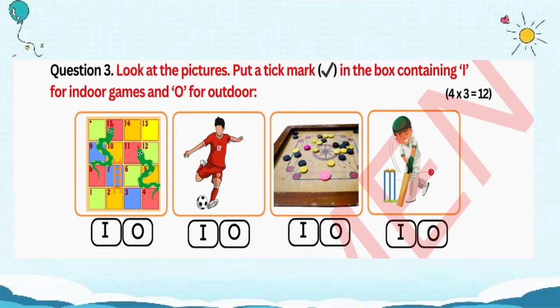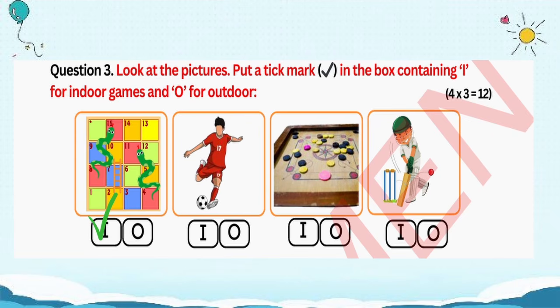Question 3. Look at the pictures. Put a tick mark in the box containing I for indoor games and O for outdoor. Question 3 asks you to put a tick mark in the box for indoor games and an O in the box for outdoor games. The first picture, the snake and ladder game, is indoor, so you should put a tick mark in the I box.